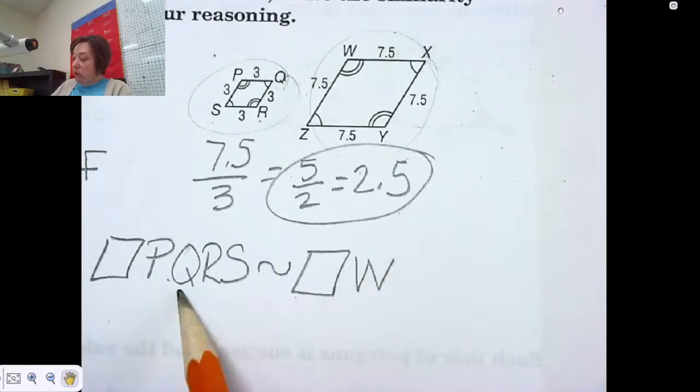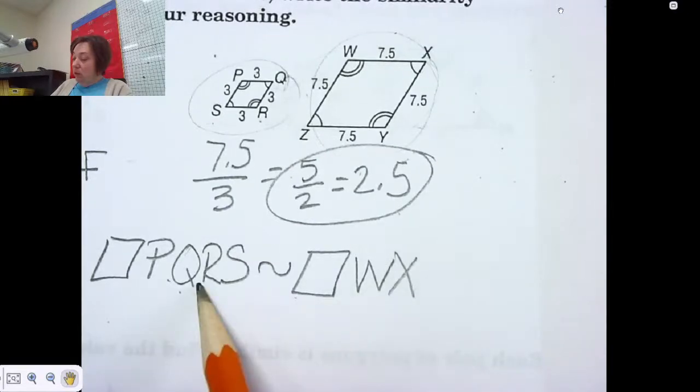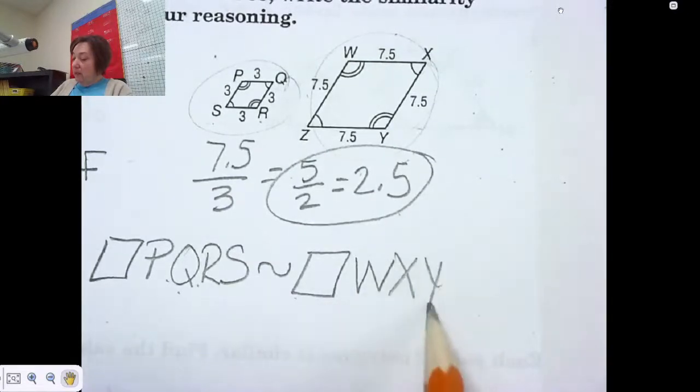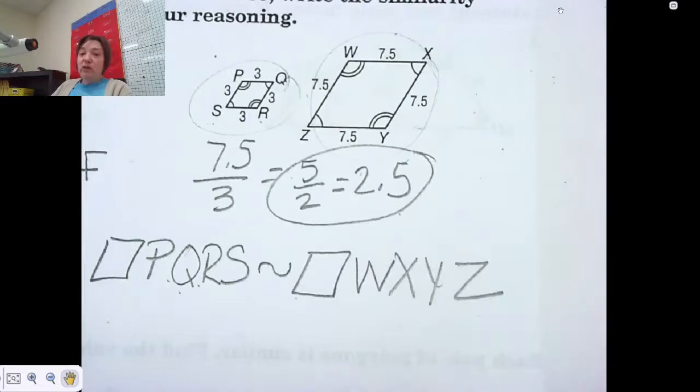W matches to Q? What matches to R? And S. And that's your similarity statement. And that's all there is to that. We're just writing a similarity statement. You're just matching up your angles that are the same. Okay? Everybody good so far?